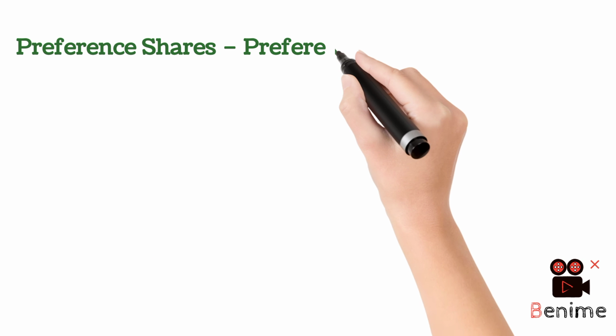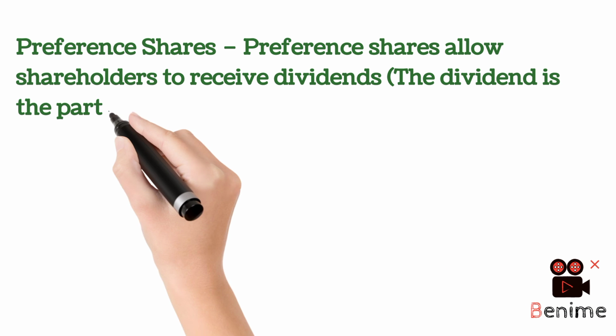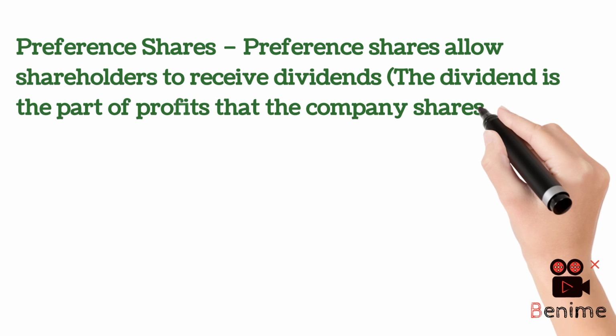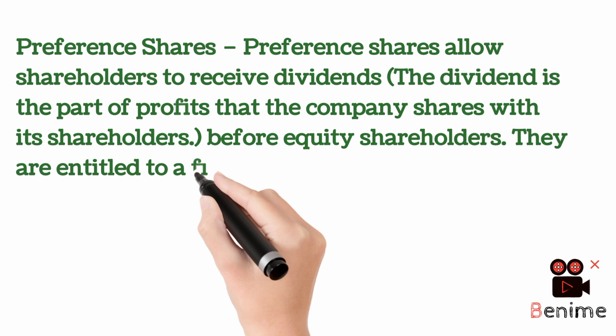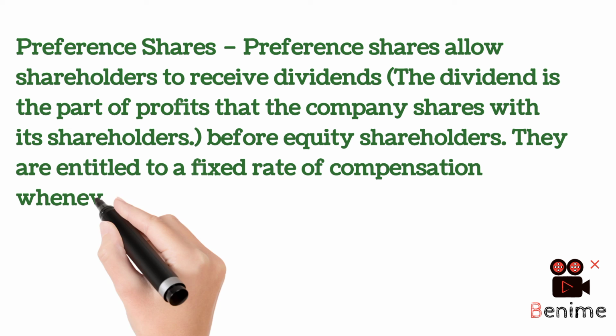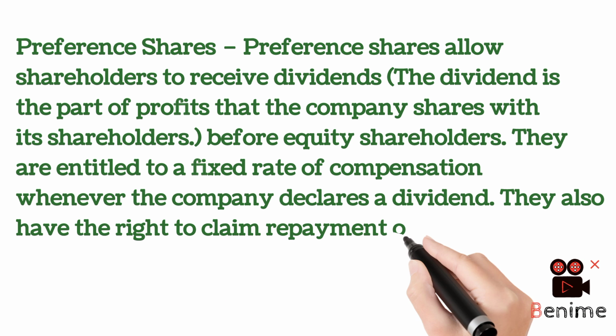Preference shares allow shareholders to receive dividends. The dividend is the part of profits that the company shares with its shareholders, before equity shareholders. They are entitled to a fixed rate of compensation whenever the company declares a dividend. They also have the right to claim repayment of capital if the company dissolves.